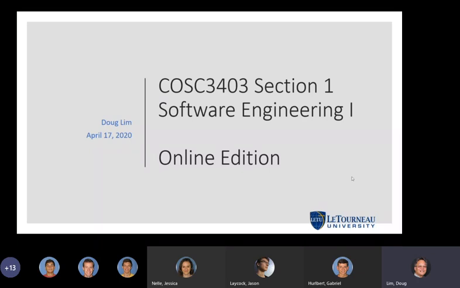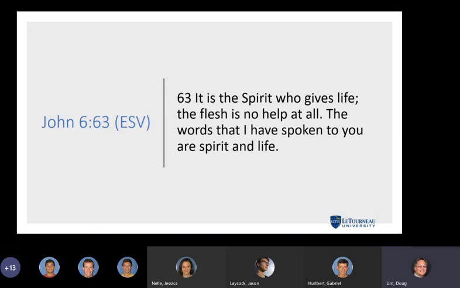Here we go. So April 17th, today's devotion is John 6:63. It is the Spirit who gives life. The flesh is no help at all. The words that I have spoken to you are spirit and life. So it is the Holy Spirit and not our own actions and our own flesh, because that will take us askew. Any comments about that particular verse?